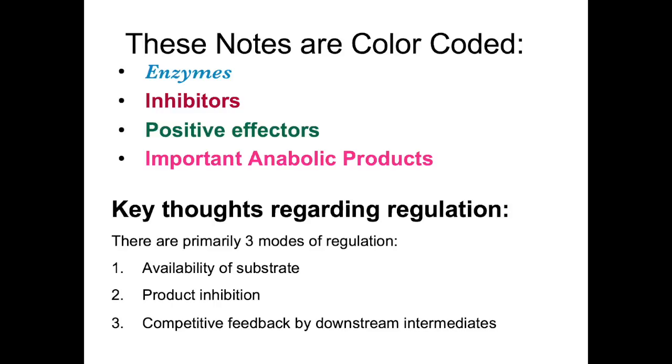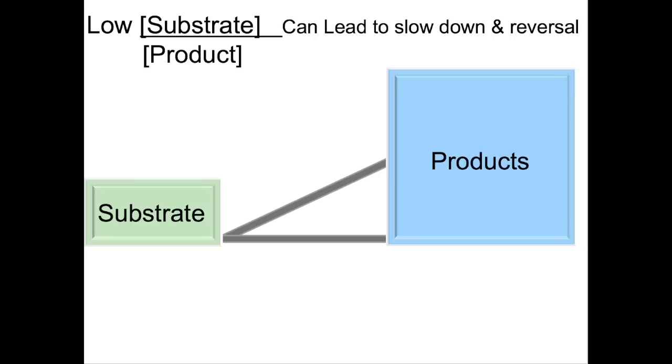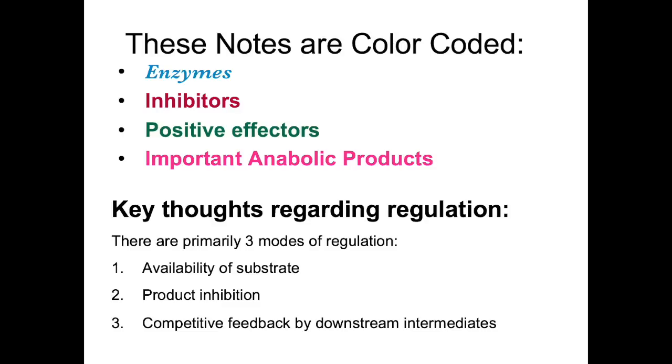There are primarily 3 modes of regulation in the cycle. The first is the availability of substrate. As metabolites build up in the cell, this increase in substrate will drive reactions forward. When these substrates are scarce, the reactions will slow down. Some enzymes are also inhibited by their products. And finally, there is negative feedback by downstream intermediates.